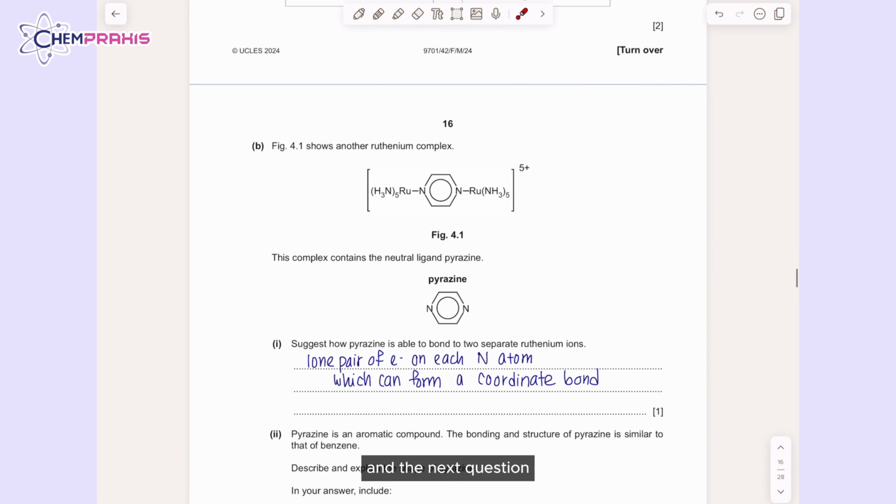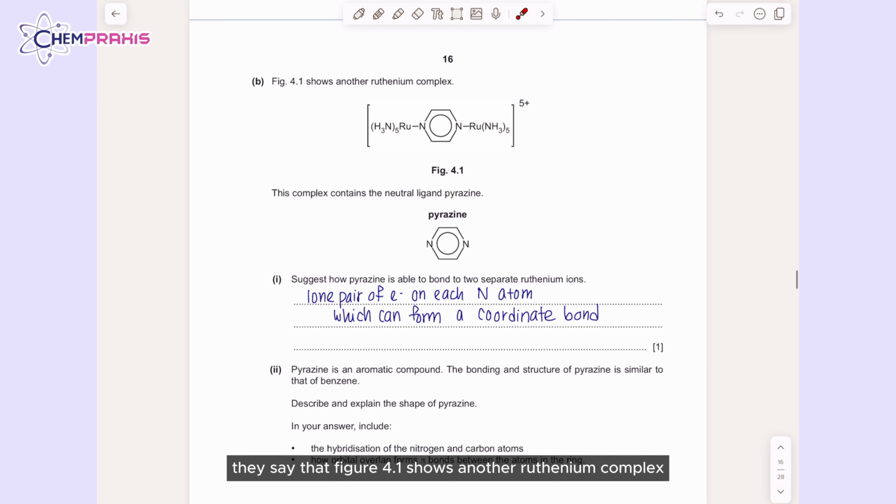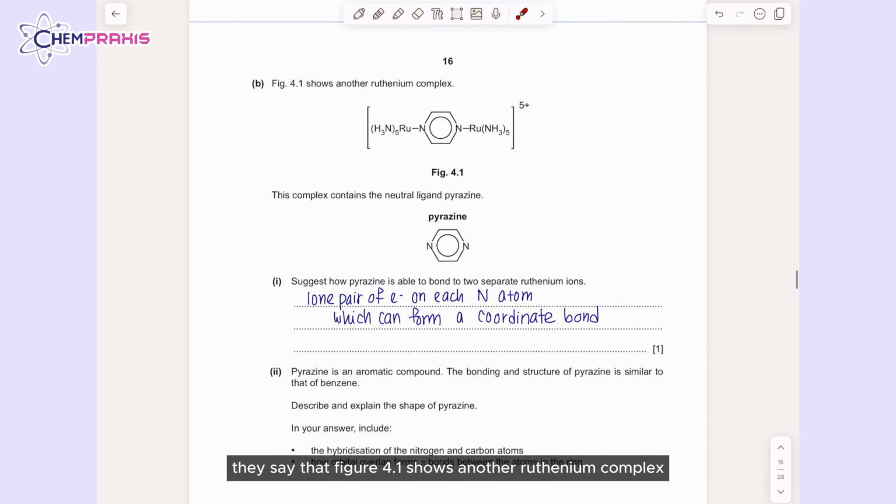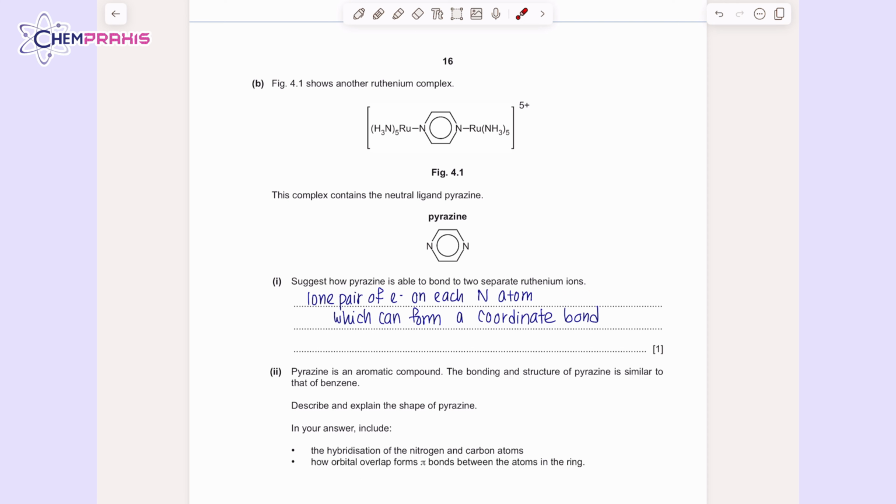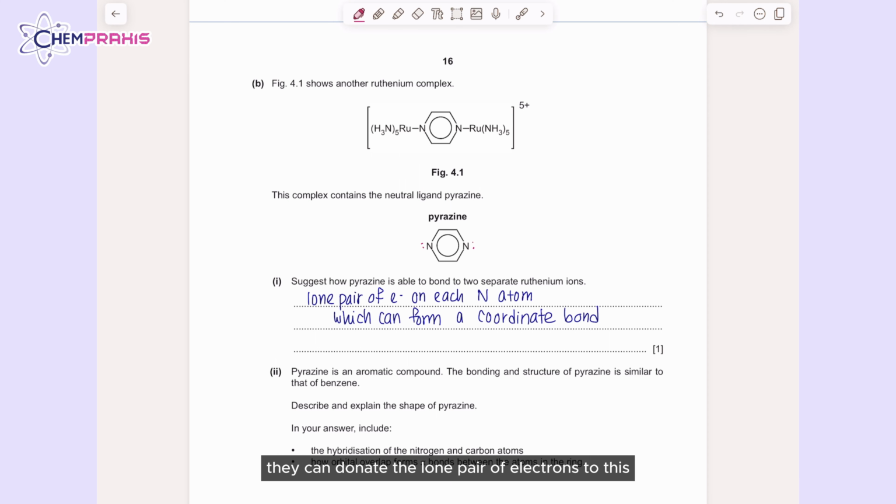And the next question, they say that figure 4.1 shows another ruthenium complex. This complex contains neutral ligands. Suggest how pyrazine is able to bond to 2 separate ruthenium ions. Well, we have the lone pair of electrons on the nitrogen atoms. So this lone pair of electrons can be donated to these Ru ions, and then they can form a dative bond with them.